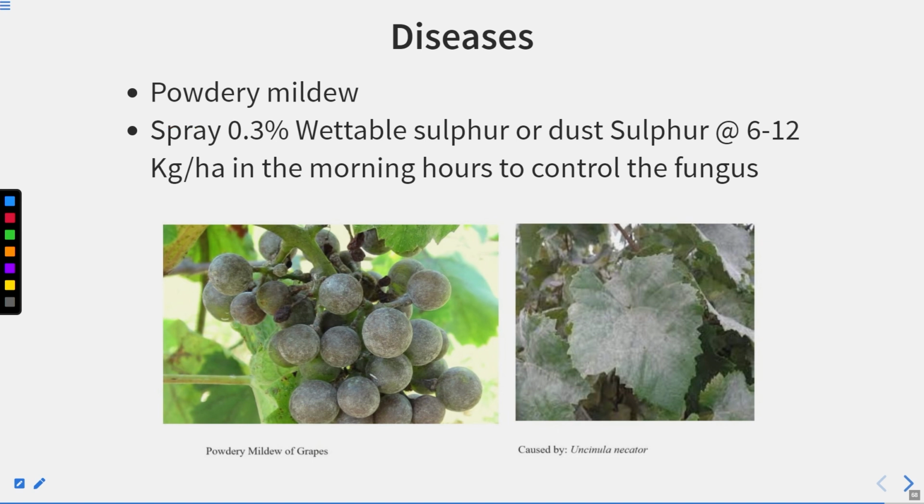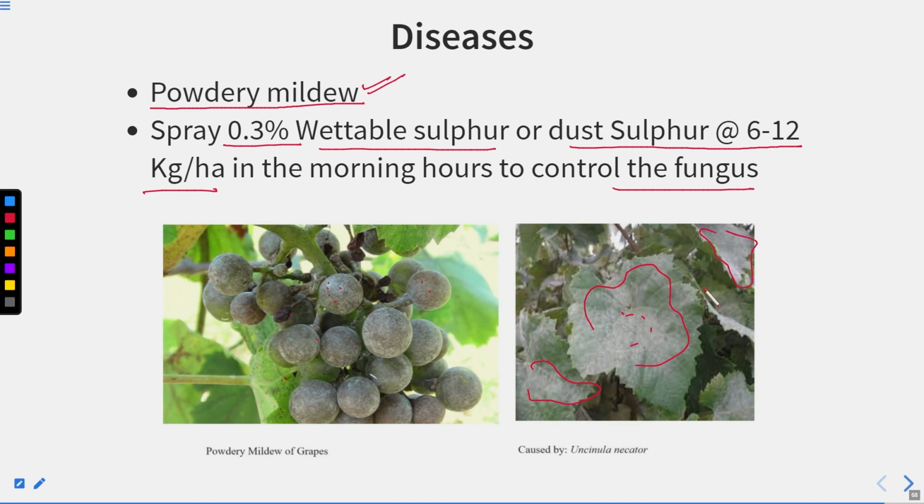Powdery mildew. This is one of the fungal diseases that is very common in the case of grapes. Spray 0.3% wettable sulfur or dust sulfur at 6 to 12 kg per hectare in the morning hours to control the fungus. So here you can see these white spots are the powdery mildew. The fungus spores come out in the form of powder. So all the patches of white color you can see, this is the fungus, right?